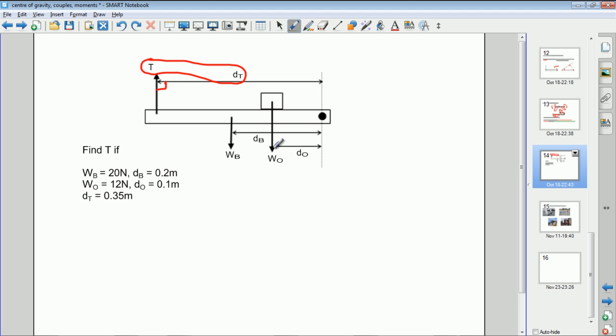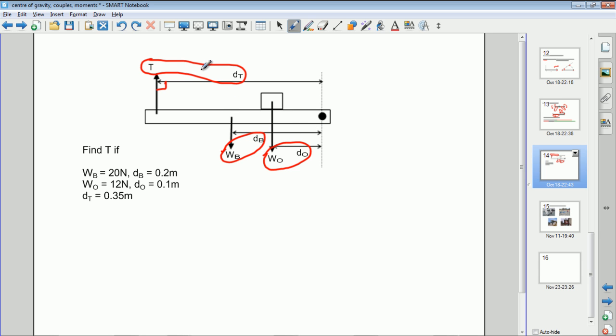We have a second force down here, which is the weight of an object resting on the beam. So we're going to call that WO, which is the weight of the object. Sorry, that's an O for object, WO. And here we have the distance from the pivot that weight is acting, DO, distance to the object. And then we have a third force, WB, which is the weight of the beam itself, which is acting at a distance DB from the pivot.